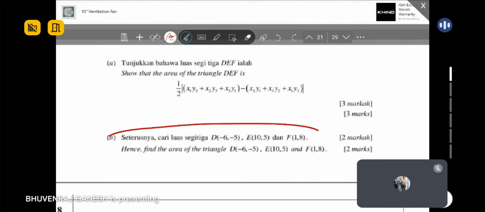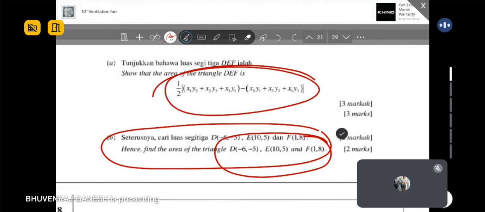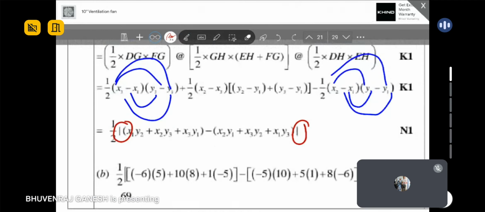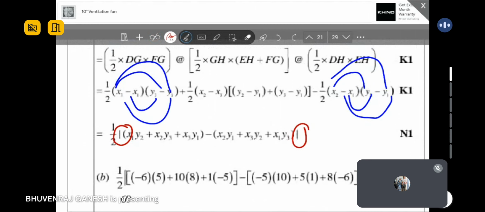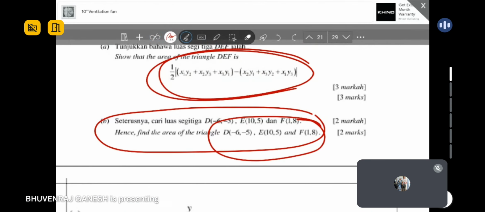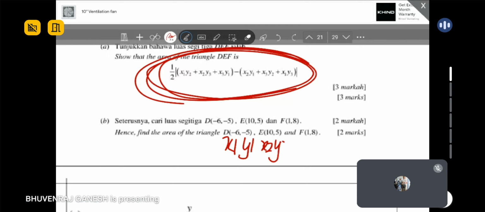Okay, so now, question B. So question B, you need to find the area of this triangle. So you guys just need to use the formula. Okay, guna rumus yang ni saja. Okay, so you can see how to solve. Okay, so basically it is the shoelace method. Kaedah ikat kasut. But over here, right, you no need to do the long step. Tak perlu buat kaedah ikat kasut. Kenapa? Because you already have the formula here. So you guys just need to label your coordinates.